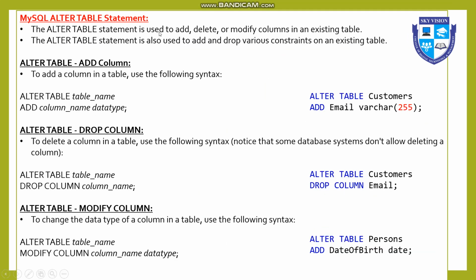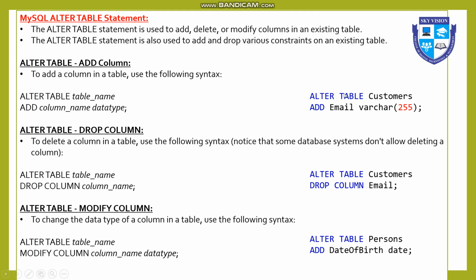Okay, now after that I want to discuss the alter table statement. The alter table statement is used to add, delete, or modify columns in an existing table. Okay, the alter table statement is also used to add and drop various constraints on an existing table. Okay, now without wasting time, let's understand how exactly this is used.